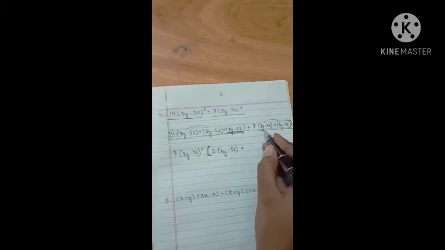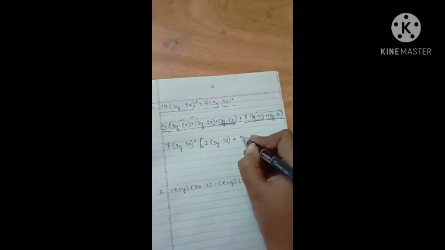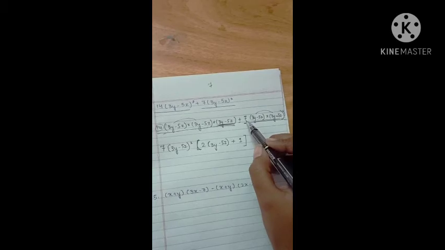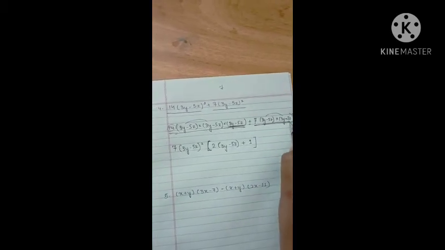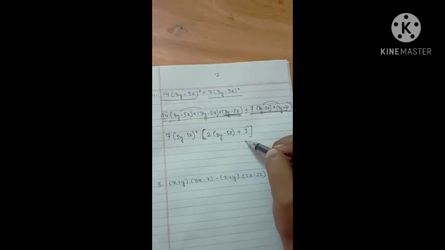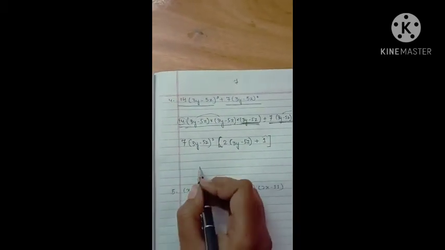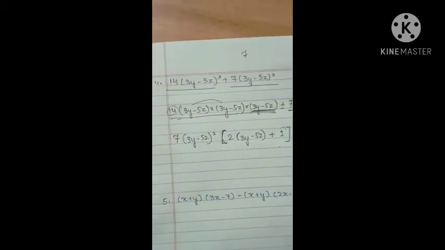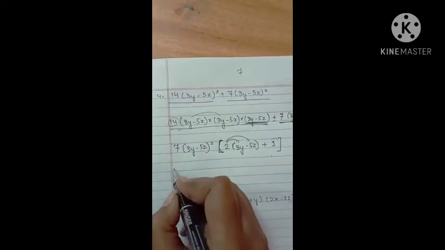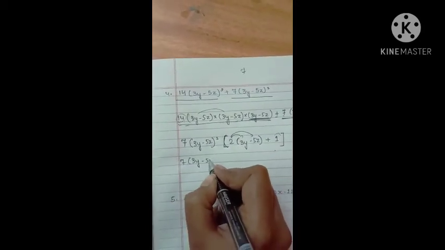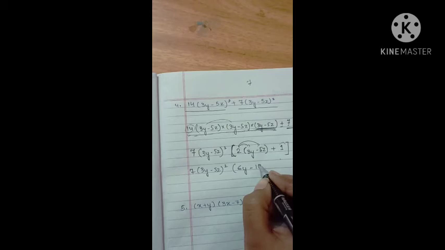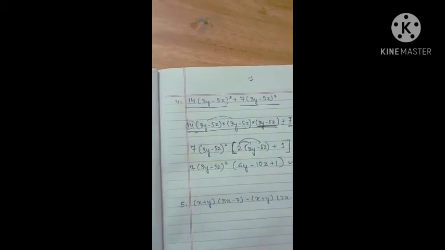Now here plus we have taken 7 common. Now what is left over here? Here 1 is left. We have taken this also as a common factor, and this is also a common factor, so nothing is left over here. So we write 1 here. Okay. So now what we do here? We multiply. Now we multiply this here. So here we get 7, 3y minus 5z whole square, 2 3s are 6y, plus minus minus 10z plus 1. So this is our required answer.